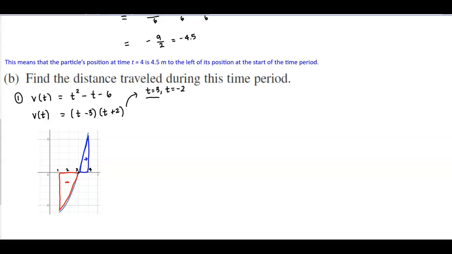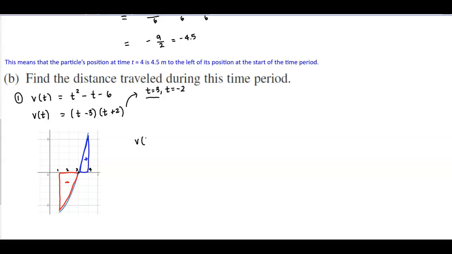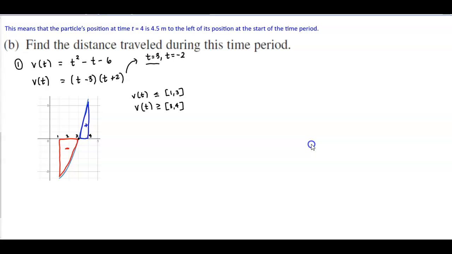So then what does that tell us? Well, that tells us that v of t is greater than or equal to 0, and v of t is less than or equal to 0 in what intervals? Well, we know that it's less than or equal to 0, meaning below the x-axis, from the interval between 1 and 3. And we know that it's greater than 0 in the interval between 3 and 4. So now we can use this information to determine our integral here.